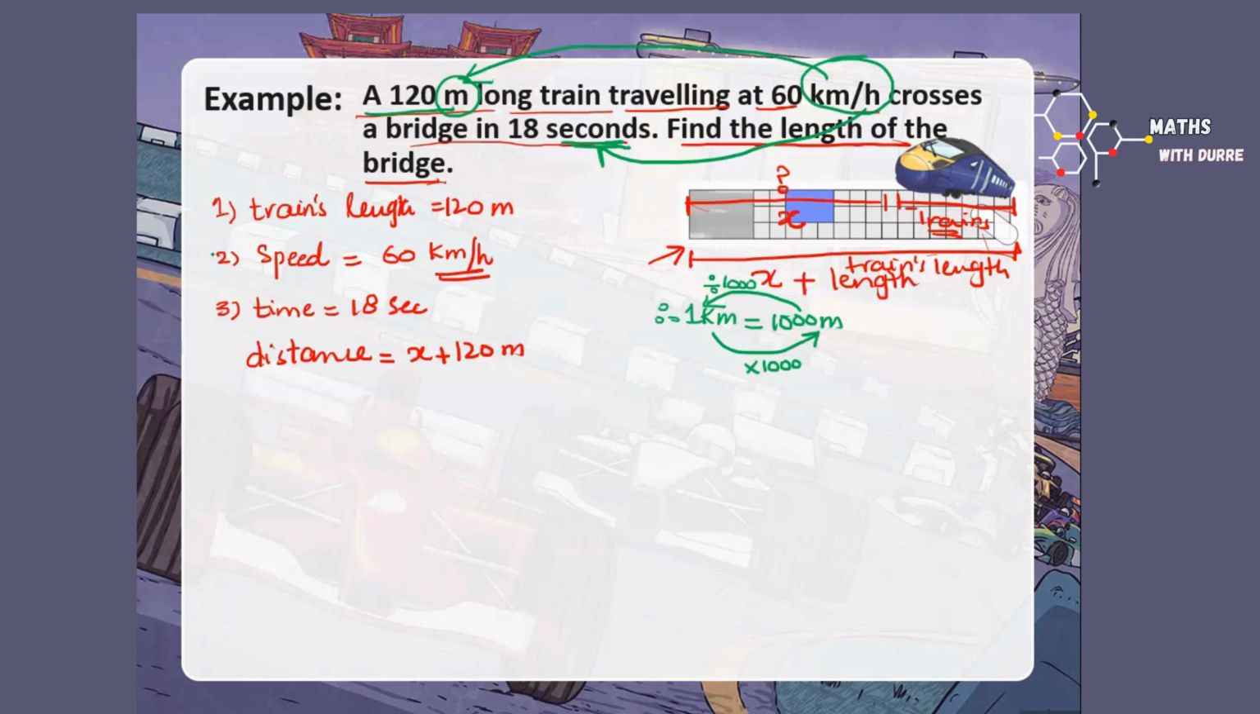So here you can just observe, I'm going to do this conversion. Speed equals 60 kilometers per hour. Per hour means over 1 hour. Clear? So now I have to convert this kilometer into meters. So I have to multiply by 1000. I will multiply by 1000. Okay. What about the denominator?